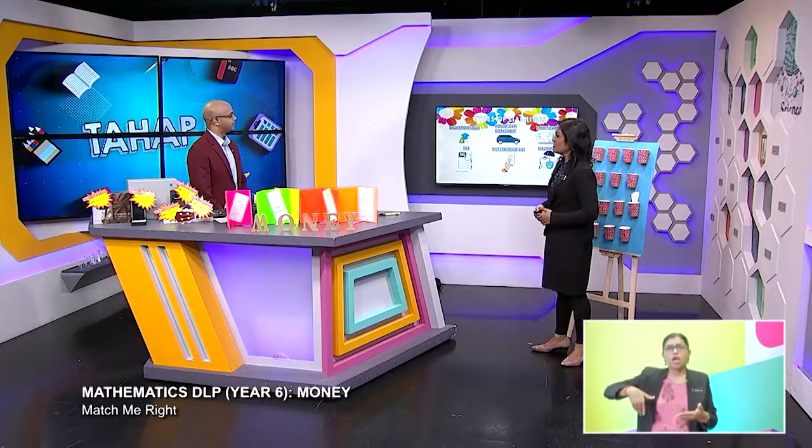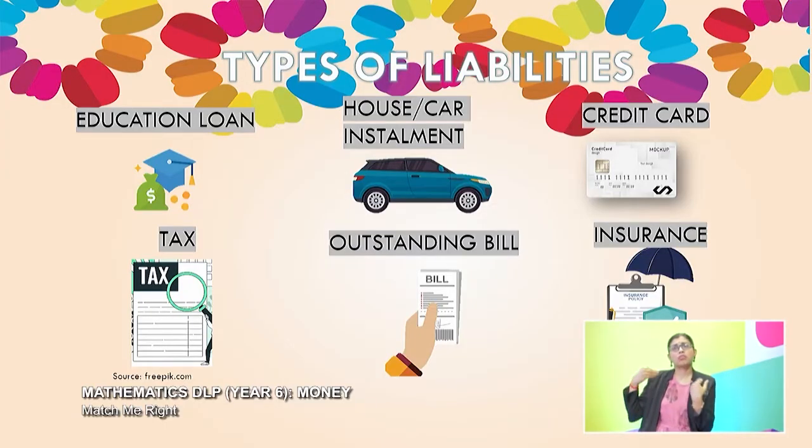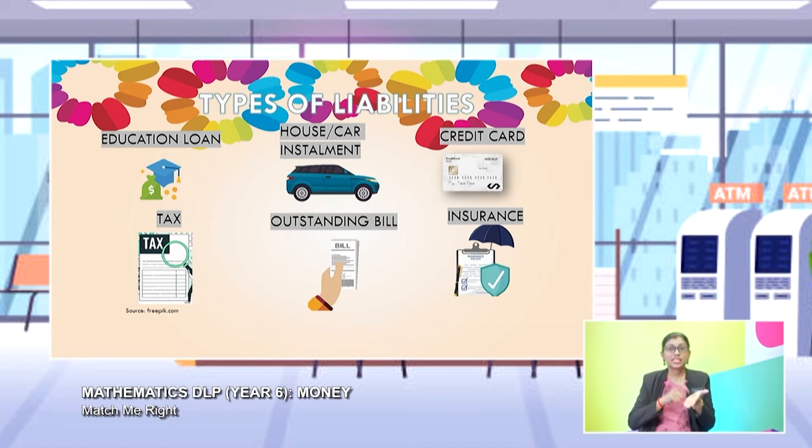Okay, can you say it out? So we have education loan, house or car installment, credit cards, insurance, outstanding bill, and tax. Tax, because why? Tax and also the insurance, we are paying installment, right?